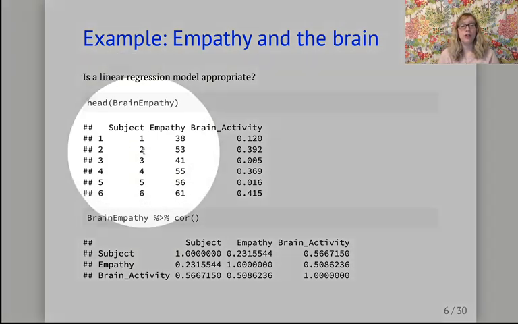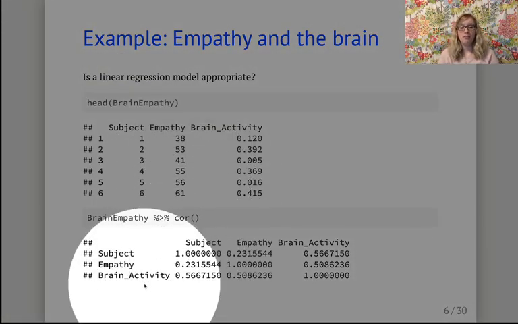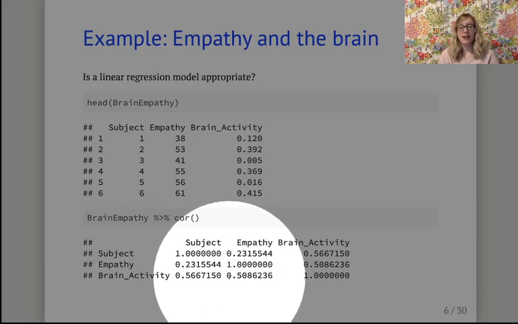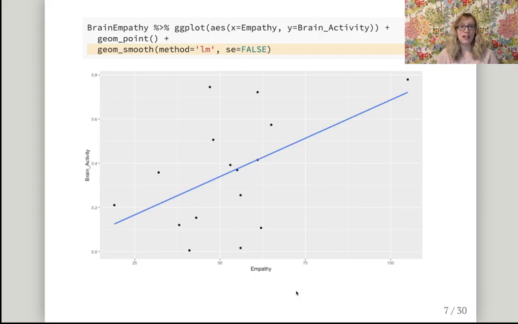Looking at the correlations here, we want to see some evidence of a linear relationship between brain activity and empathy score. So we find a correlation of roughly half, roughly 0.5. So there is definitely some sort of a relationship between these two variables. Now, correlation doesn't guarantee that it's going to be a linear relationship, so let's look at a scatter plot of the data also.